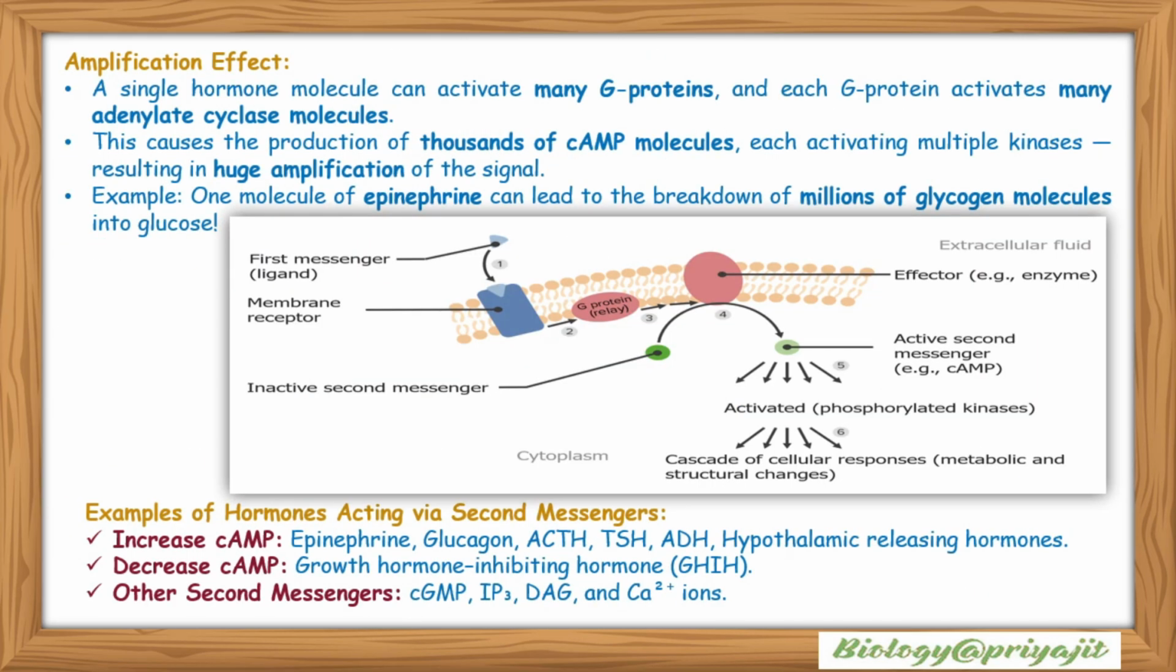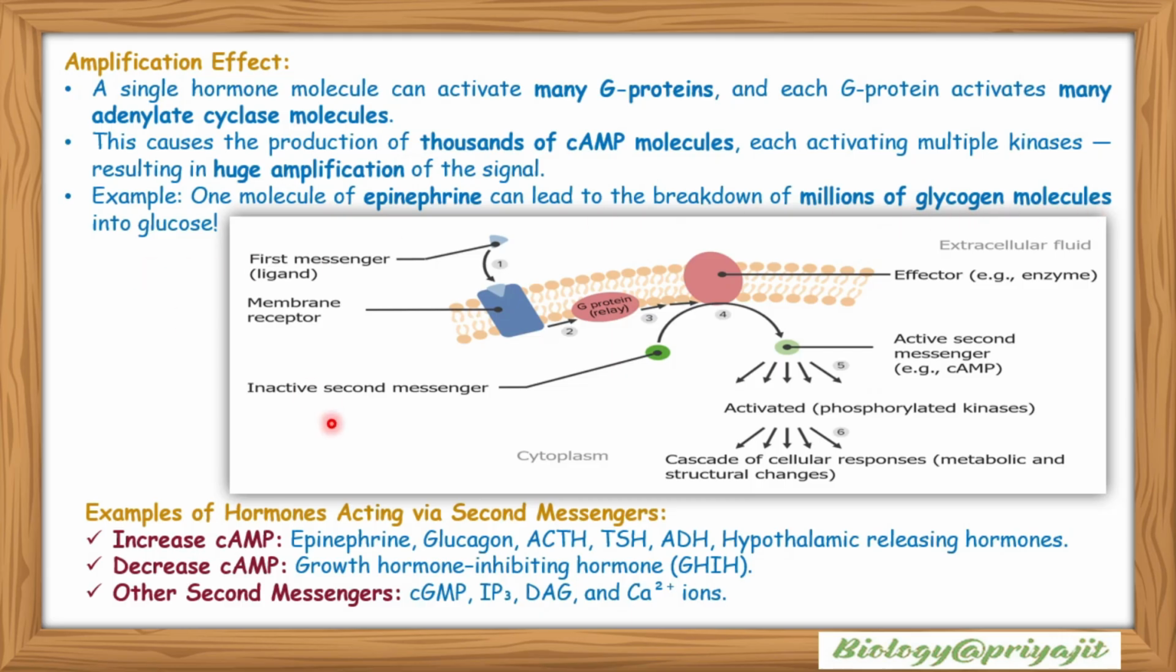Amplification effect. A single hormone molecule can activate many G proteins, and each G protein activates many adenylate cyclase molecules. This causes the production of thousands of cyclic AMP molecules, each activating multiple kinases, resulting in huge amplification of the signal. So, one example is that epinephrine can lead to the breakdown of millions of glycogen molecules into glucose.